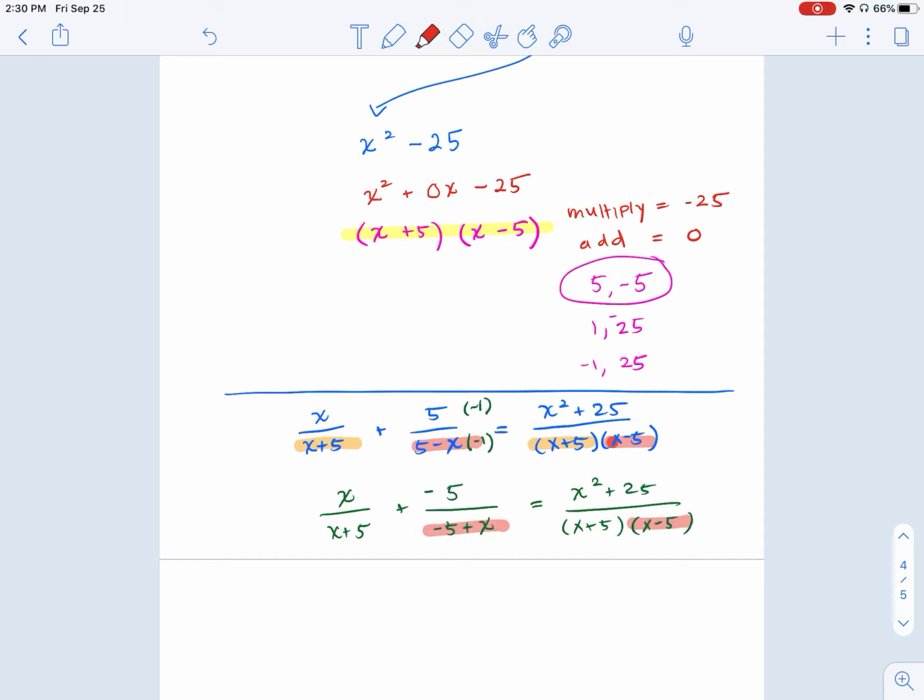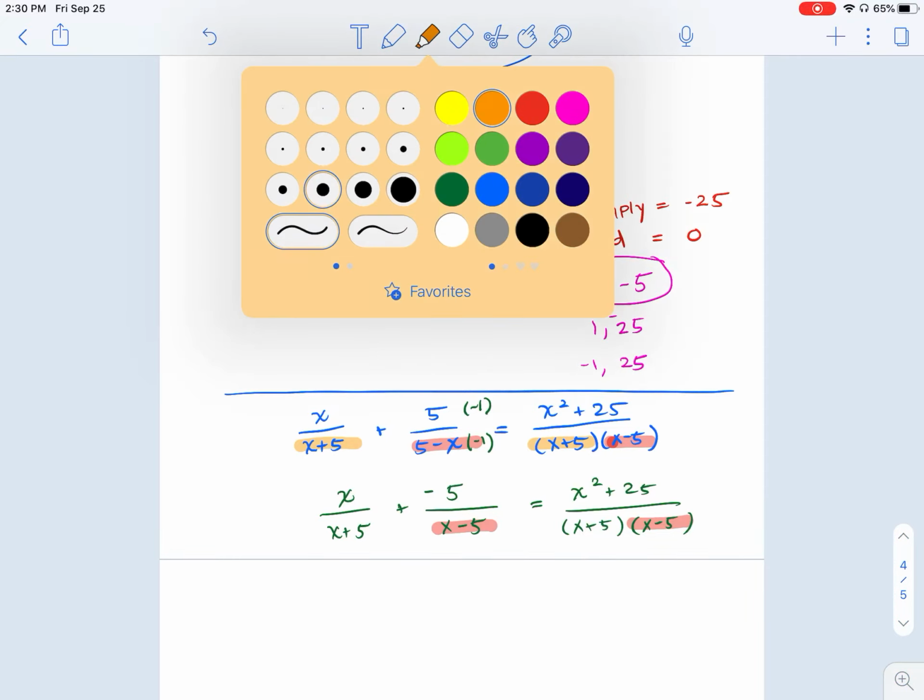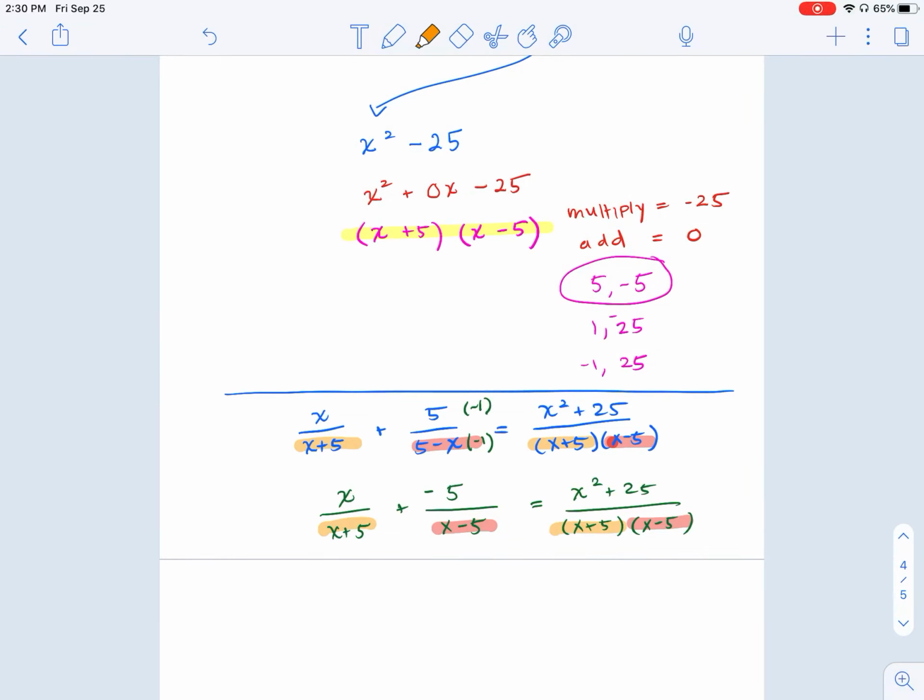I want to reorder this so it looks the same. So just using the commutative property, I'm going to switch these two around. So I get x minus 5. Yay, so now they're officially the same. And then once again, these are the same.